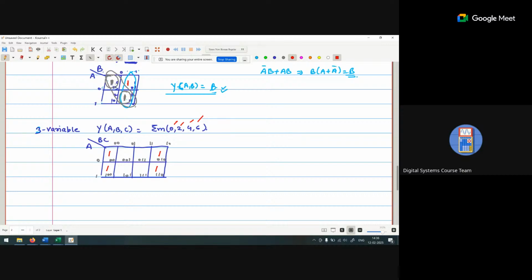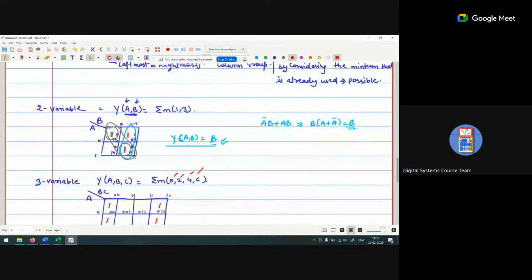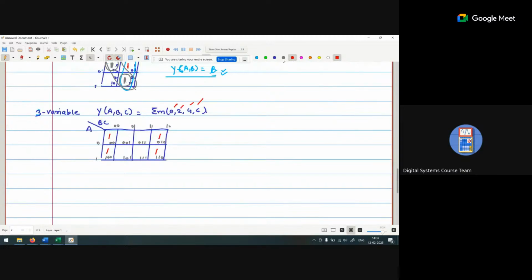So basically, either we create a column group. So I can create a one group column, this one, or I can create a one group column, this one. So two groups are created. Clear?